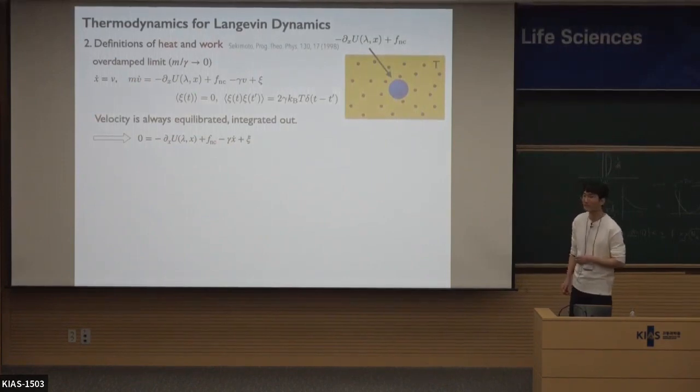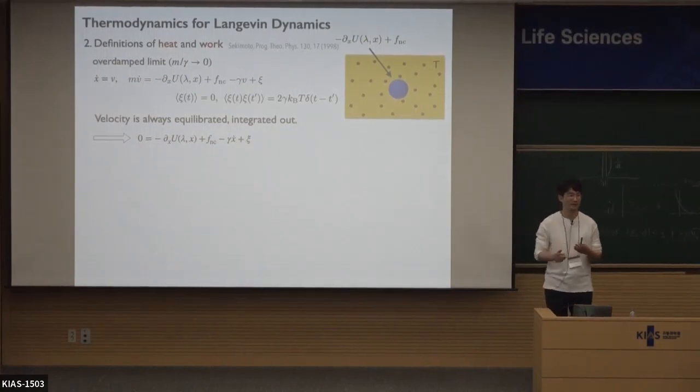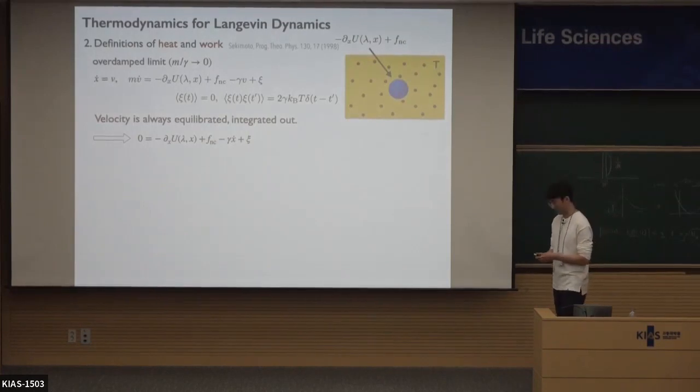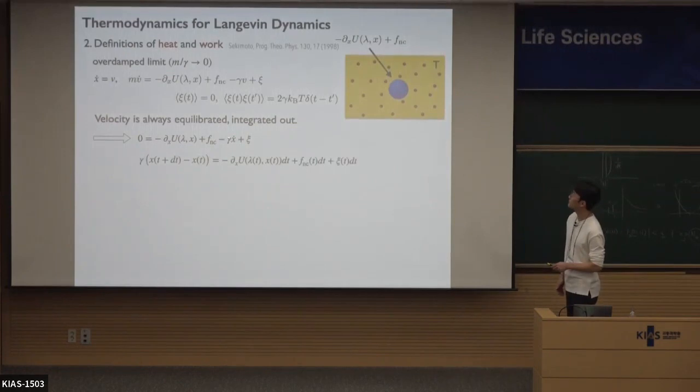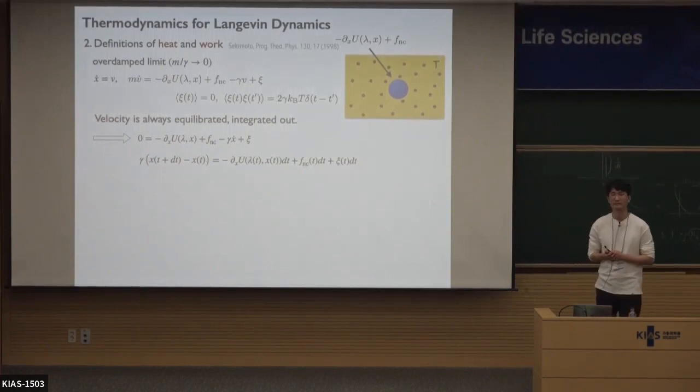The overdamped Langevin equation is what we use for usual biological systems, where the velocity relaxation time is very, very short, probably a picosecond or something like that. So now, by moving this term to the left-hand side, we can write the stochastic differential equation for the overdamped Langevin equation in this way.